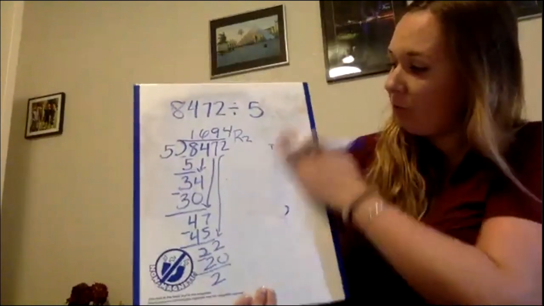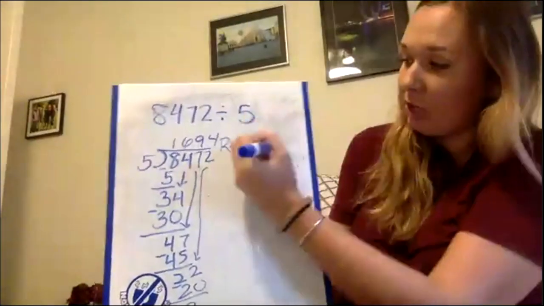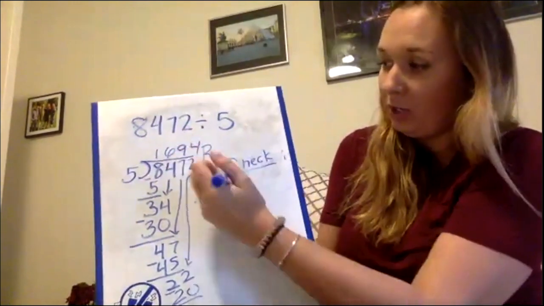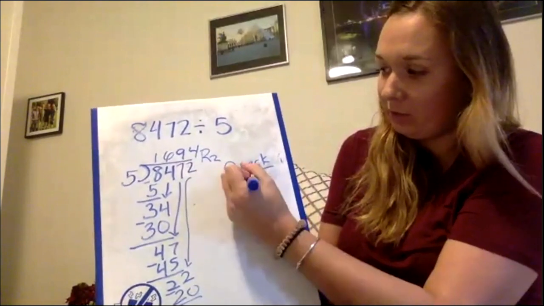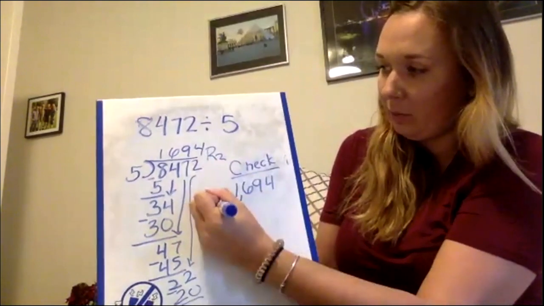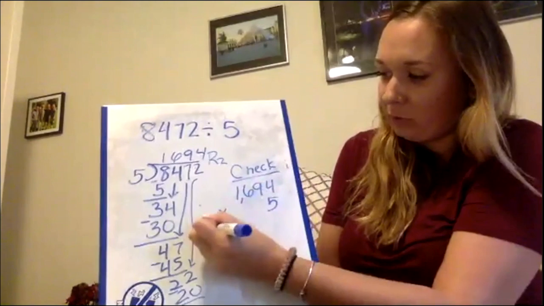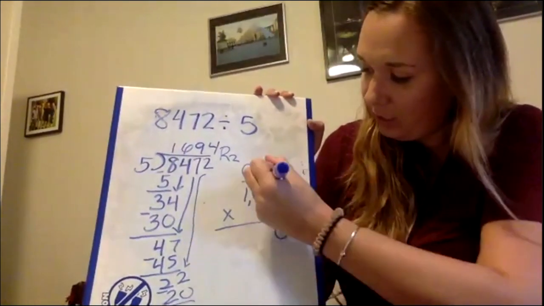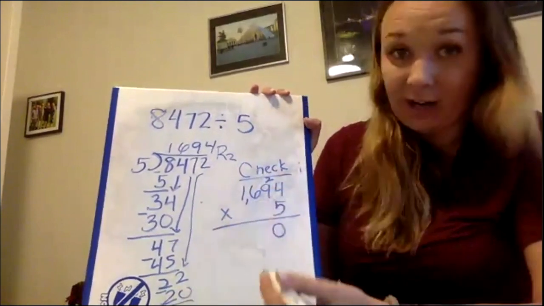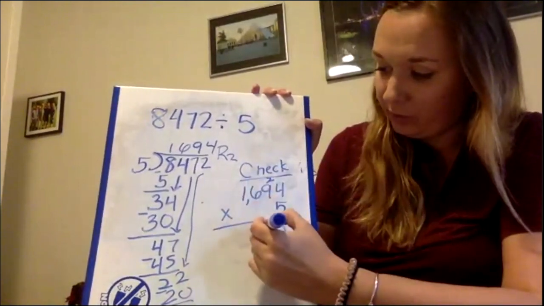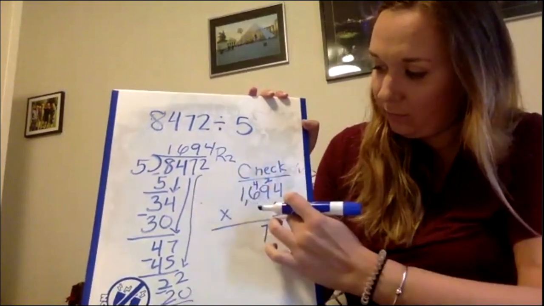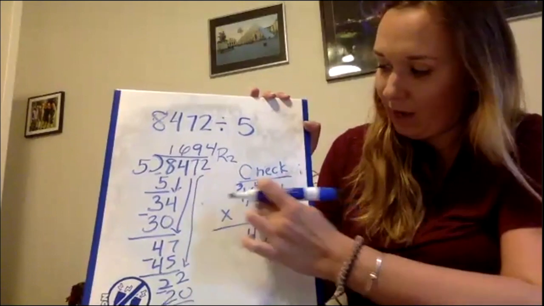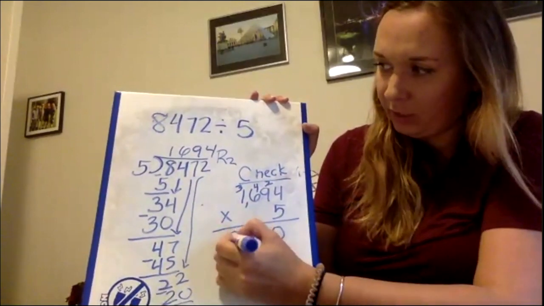So now let's look at how to check our work. So we always want to check our division using multiplication. And we want to take our quotient answer of 1,694, and we want to multiply it by the number we divided by, which was 5. 5 times 4 is 20. 5 times 9 is 45, plus 2 more is 47. 5 times 6 is 30, plus 4 more is 34. And 5 times 1 is 5, plus 3 is 8.